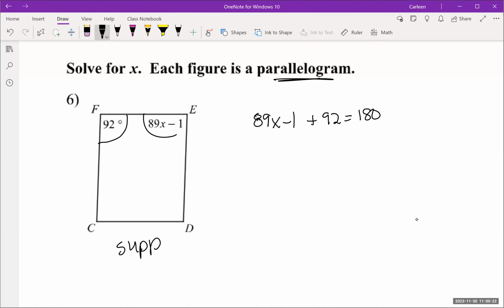Okay. How do we solve this equation? Next step.